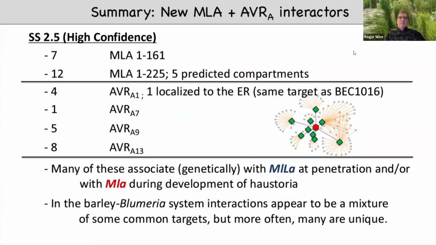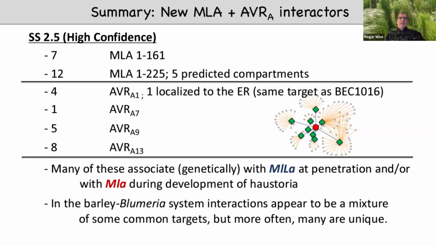Next slide. Okay, so this is a summary of the thousands of interactions we found of MLA and AVR-MLA. An SS2, Summa score of 2.5 from our new software, is really high confidence. We've found 7, 12, 4, 1, 5, and 8 new interactors we have to do research on, besides the actual initial recognition of the AVR to the R gene. Many of these associate genetically with MLA at penetration or MLA during developmental haustoria.